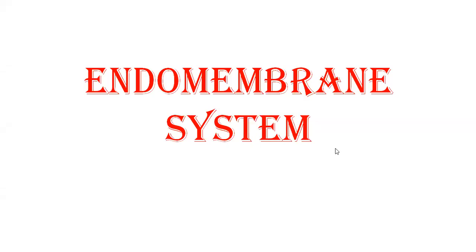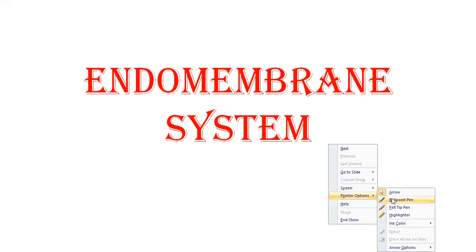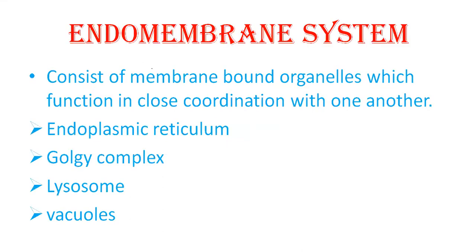Hello kids, today's video topic is the endomembrane system. The endomembrane system consists of membrane-bound organelles. These organelles' structure and function are different, but they work in close coordination with one another. These organelles are the endoplasmic reticulum, Golgi complex, lysosome, and vacuoles.